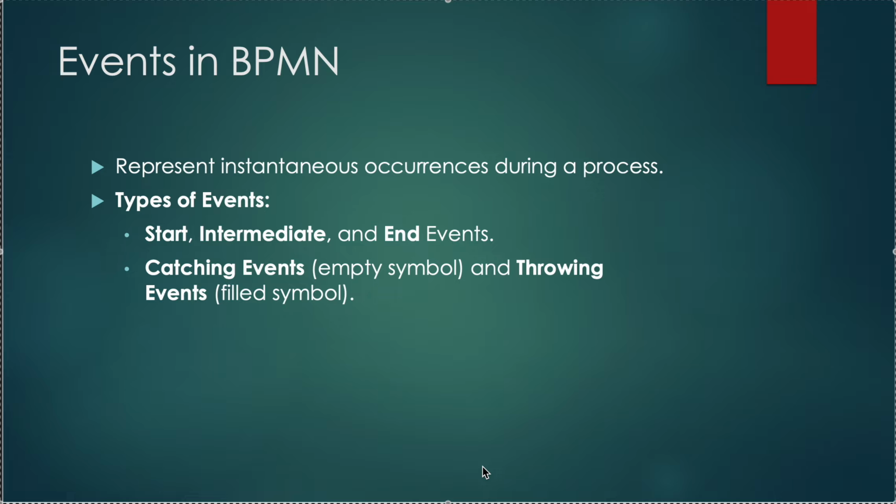Now, let's move on to the events, which are the heartbeat of BPMN. An event represents something that happens instantaneously. It doesn't consume time like an activity does. There are three positions where events appear. Start events, where a process begins, intermediate events, things that happen in the middle, and end events, marking completion.